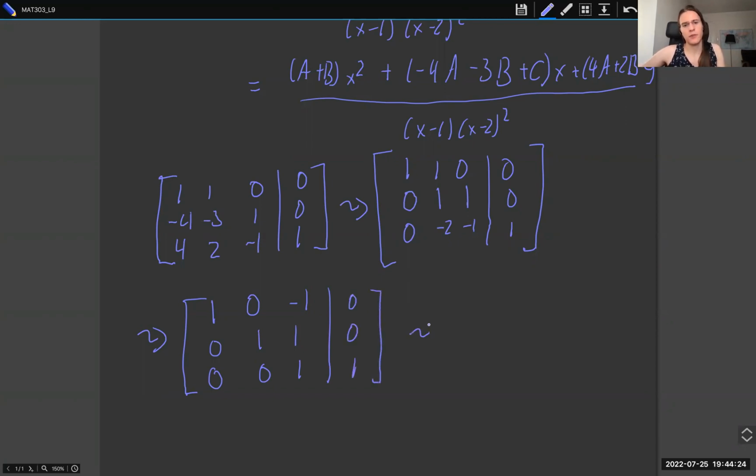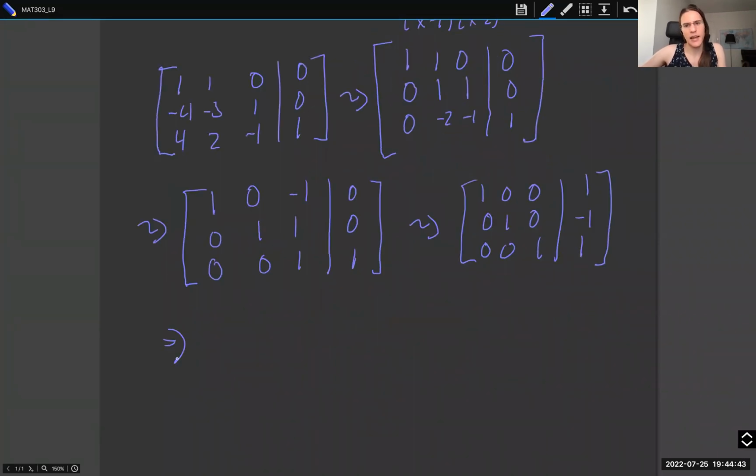And then I'd like to get rid of those. So I get 1 0 0, 0 1 0, 0 0 1. And then here I have to add 1. So here I add 1, and here I have to subtract 1. So here I subtract 1. That implies that A is equal to 1, B is equal to -1, and C is equal to 1.